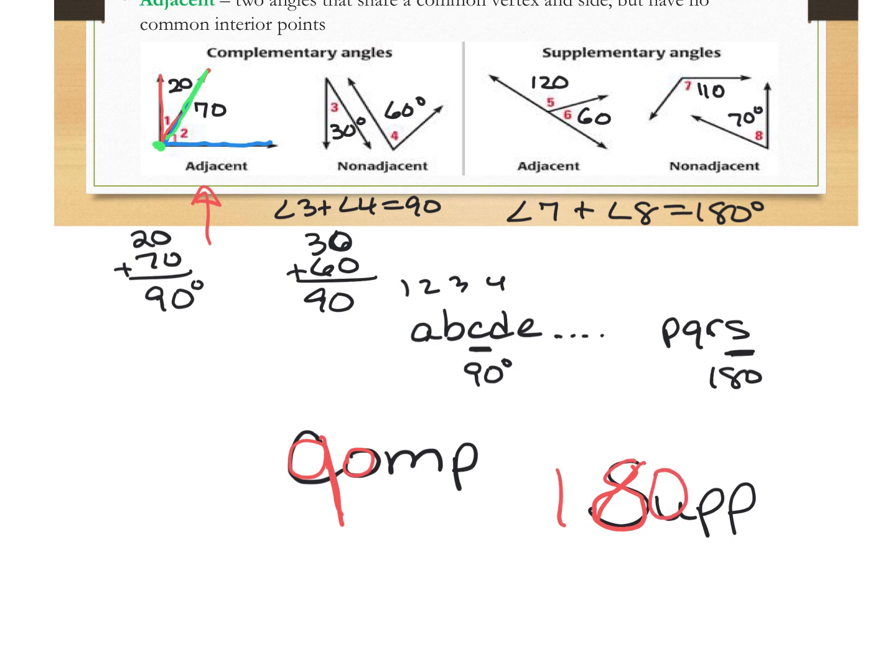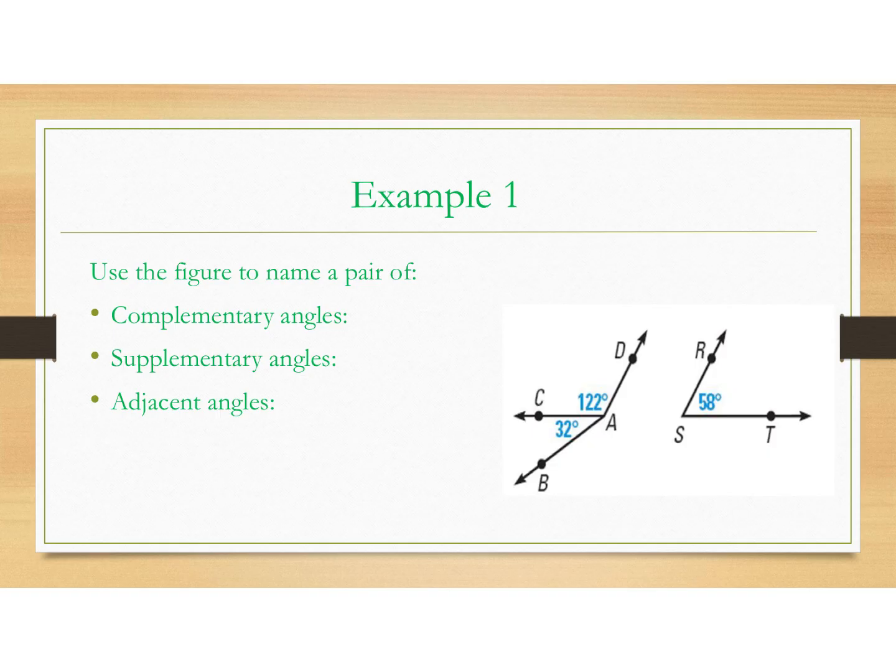So whatever tricks are going to help you, just know that complementary are 2 angles that when you add them, give you 90, and when they're supplementary, 2 angles, when you add them, they give you 180. So again, whatever technique will help you. Pretty good there? All right, let's try to identify some complementary, supplementary, and adjacent angles from a picture. Let's go to the next slide.